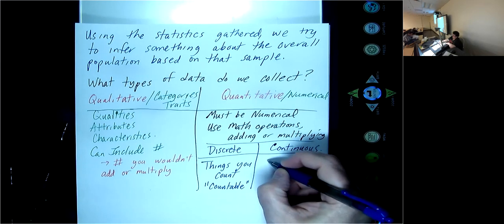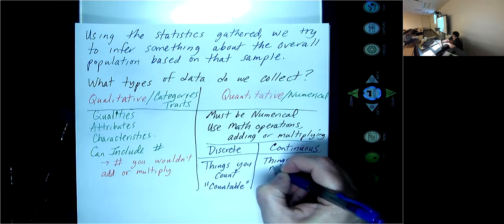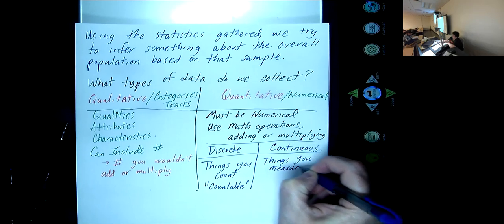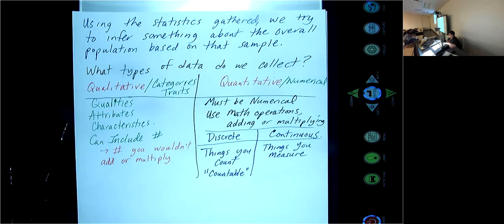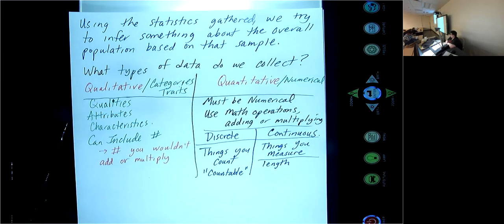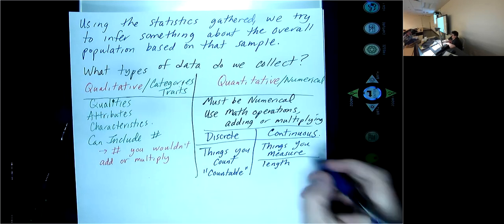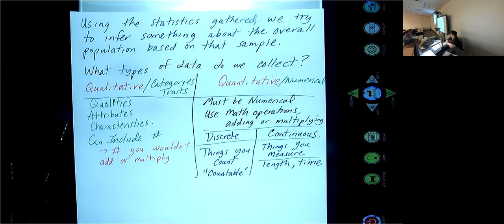Continuous things are things you measure. Things like length, width, height. We measure time. Use a stopwatch for time. We could measure weight.